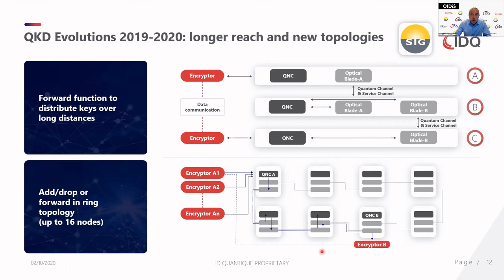So with the latest development, we support all types of network topologies, so mesh, ring, and star, for example.